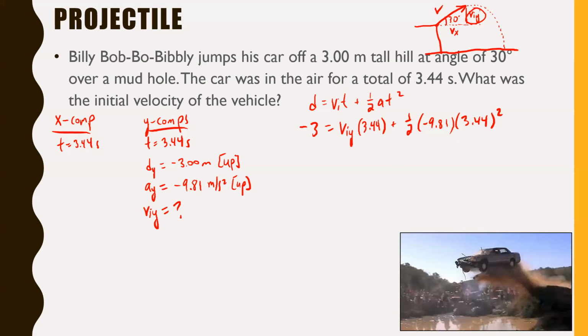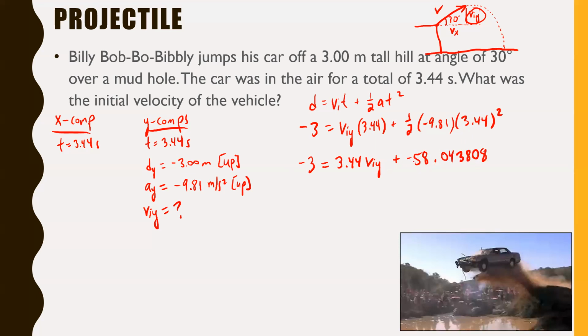So 1/2 times negative 9.81 times 3.44 squared. Everything else will stay the same. We have negative 3 equals, I'll pull the 3.44 out in front. So 3.44 VIY plus negative 58.043808. Okay, so we want to get VIY by itself.